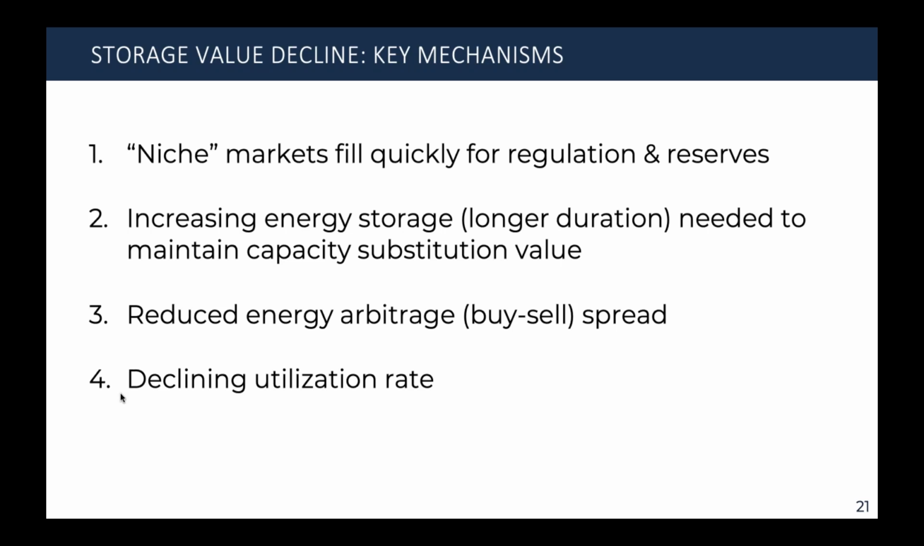And the final piece is the decline in the utilization rate. The first storage we might deploy might cycle twice a day, charging overnight to meet the morning peak, and then during the day when solar output is high to meet the afternoon peak. But as we add more and more storage to the system, the incremental storage capacity is utilized less frequently, and that means you have fewer cycles to pay back your capital and a corresponding decline in value.